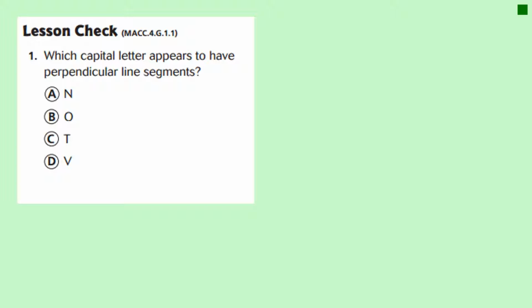This is your lesson check. Which capital letter appears to have perpendicular line segments? So you have to look at each of these letters. Perpendicular lines create a right angle when they intersect. Perpendicular, right? Okay, so let's look at each of these letters. We want to find one that does make right angles or is perpendicular.